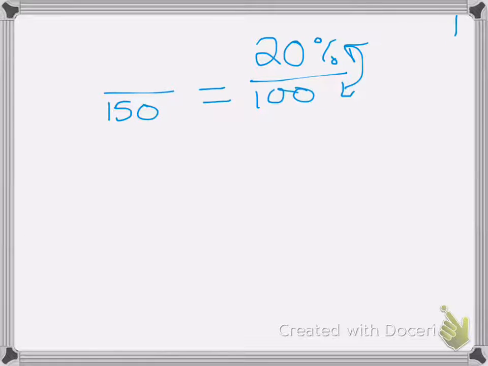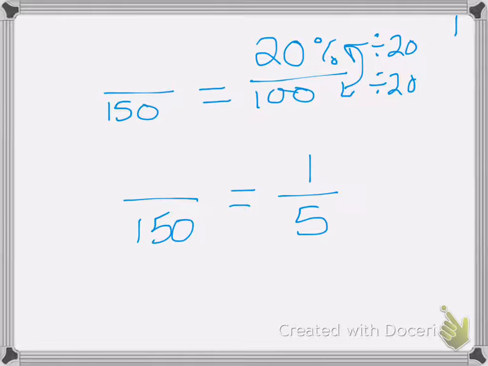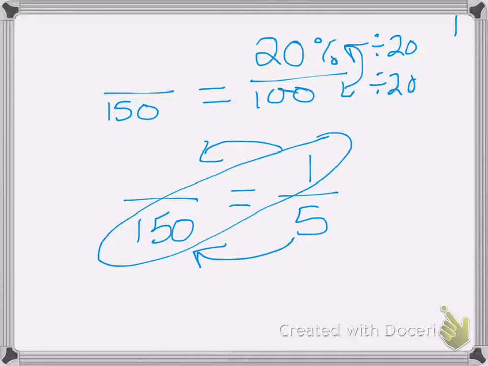So what can go into 20 and 100? Well, you can divide 20 by 20 and 100 by 20. And so you end up with 1 over 5 equals 150. Once you're there, you can probably go from 5 to 150 and 1 to here. But let's do cross multiply and divide. I cross multiply and divide by what's left. All right, so we can probably figure that out. 5 times what equals 150. 1 times what would equal here. So let's do it that way.